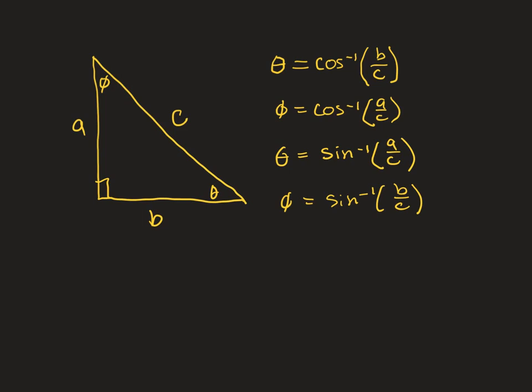And our last trig function is tangent. So for theta, the inverse tangent is going to equal opposite over adjacent. So for theta, opposite is a and adjacent is b. And then for phi, the inverse tangent of opposite over adjacent, so opposite is b and adjacent is a. And once again, you'll use these relationships when you have the sides or the hypotenuse of the triangle and you want to find one of the interior angles.